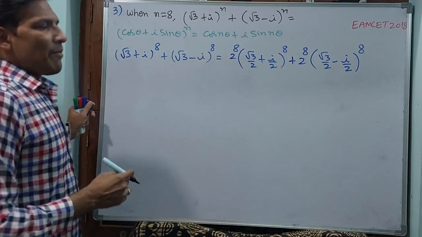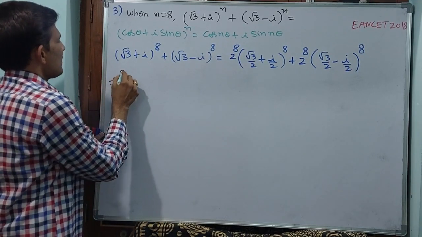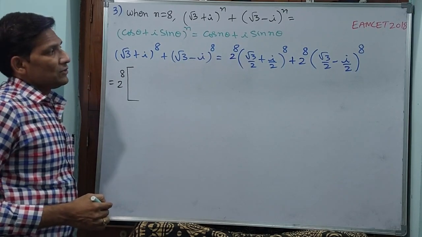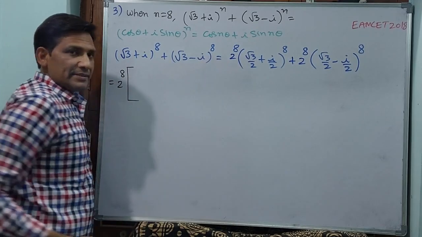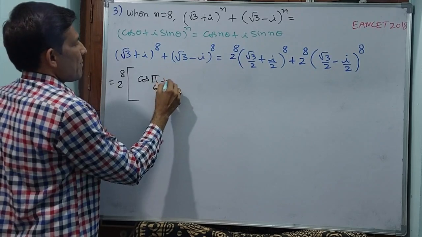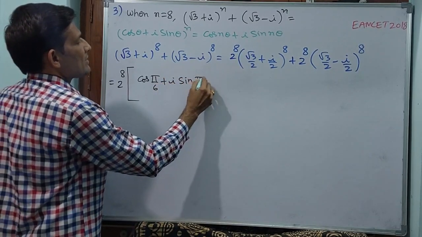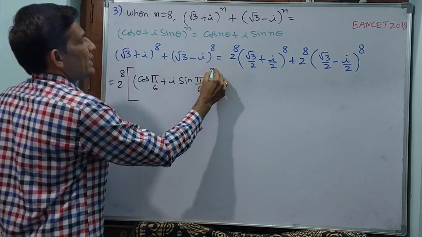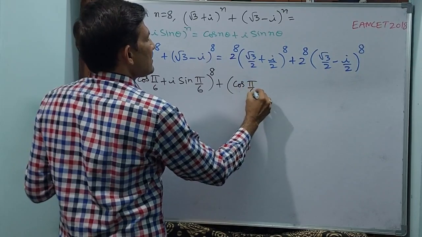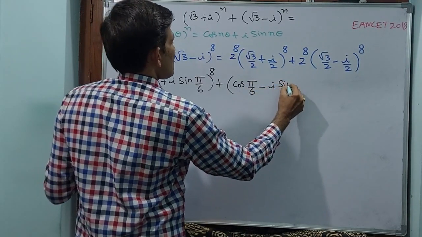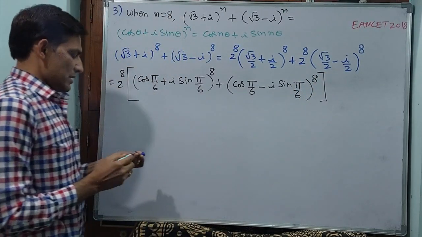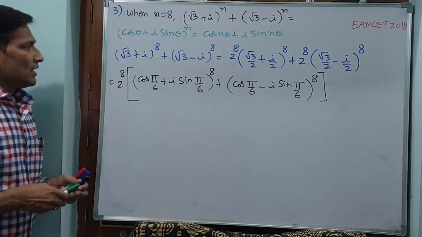2 power 8 you can take common. I am taking common. You see, 2 power 8 I have taken common. Now what I am doing inside, I am writing separately: cos pi by 6 plus i sin pi by 6 whole to the power of 8, plus, 2 power 8 already gone outside, again you write cos pi by 6 minus i sin pi by 6 whole to the power of 8. Is it okay? Definitely okay. Now proceed further then.